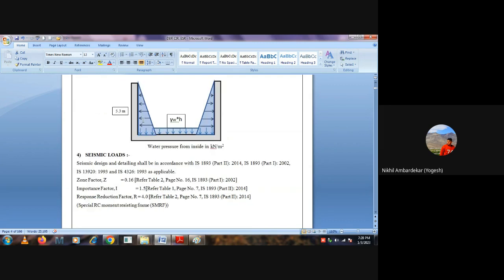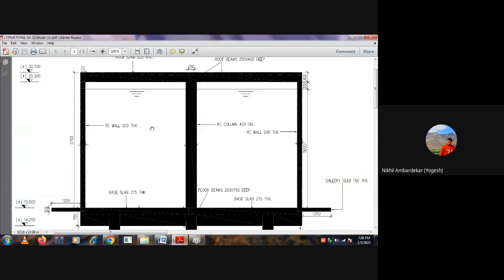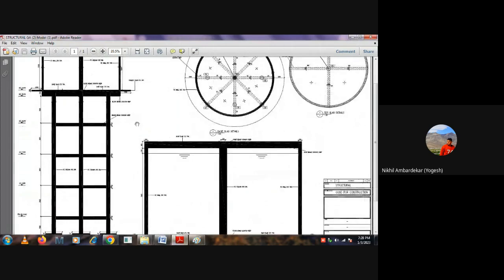So now the seismic loads. Please pay attention, because this is the most critical, most interesting and most time-consuming chapter or parameters for the seismic of any elevated storage reservoir. Okay, so now we are going to learn seismic loads. Before that, again I will go to this section. I will ask you some questions.